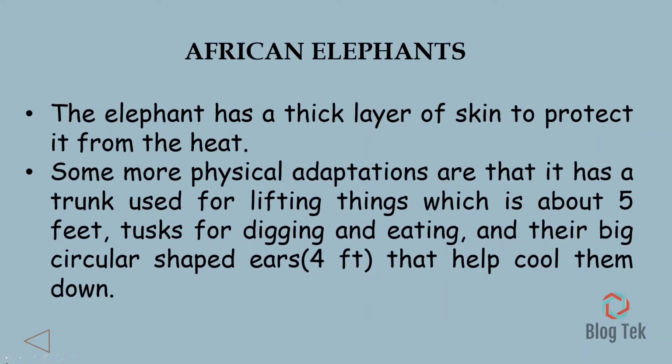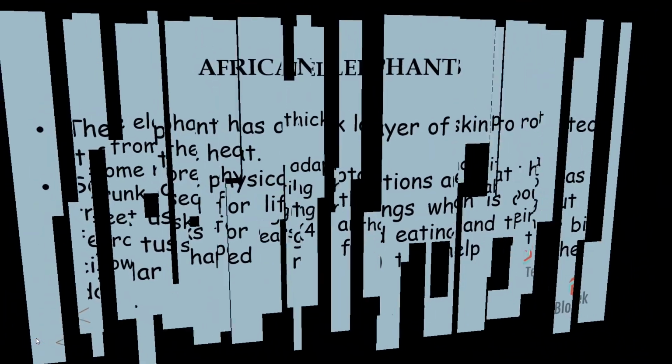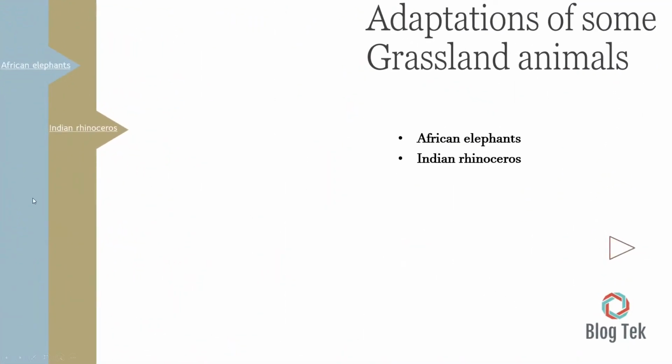Some more physical adaptations of these elephants are that they have a very large trunk, about 5 feet, that helps in lifting things. They've got tusks which help them with digging and eating, and they have big circular-shaped ears, about 4 feet, that help them cool down. So now as you know what an African elephant is, let's move on to our next animal. Our next animal is the Indian rhino.